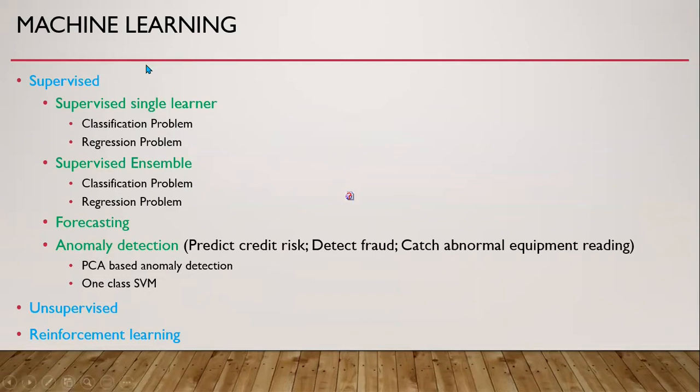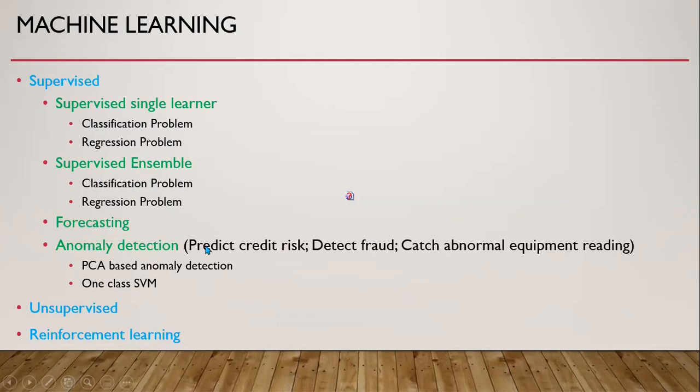Machine learning algorithms can be divided into supervised, unsupervised, and reinforcement learning. Supervised learning includes the supervised single learner. The problem may be classification or regression. Supervised ensemble methods: the problem may be classification or regression. I have a separate lecture on ensemble methods. Then the supervised situation may be forecasting or anomaly detection.